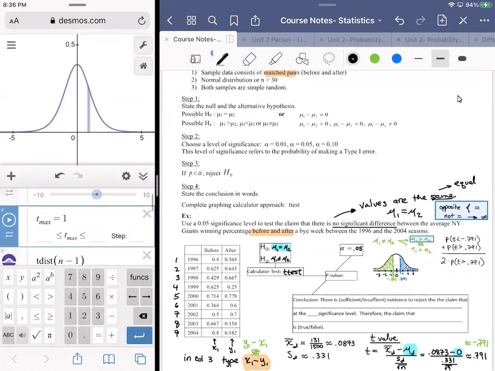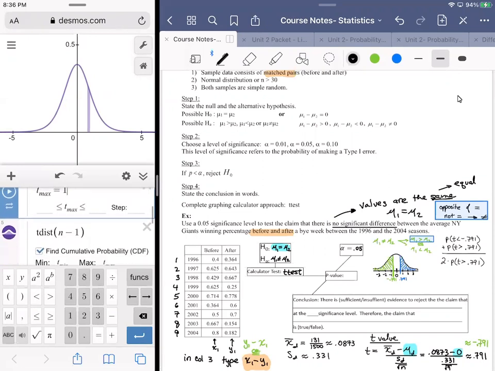For degrees of freedom, don't you need to subtract 1 for degrees of freedom, or did you just say you don't do that? We don't have to do it because I have it built into the formula. Oh, nice.